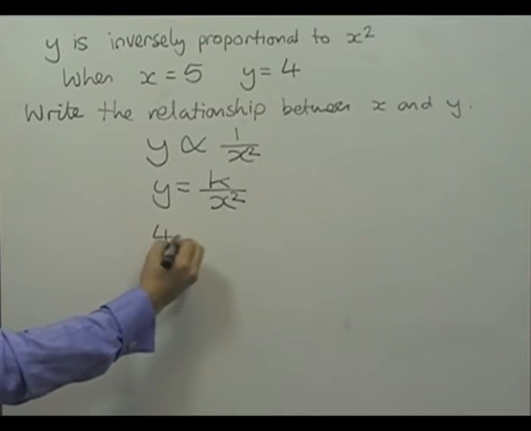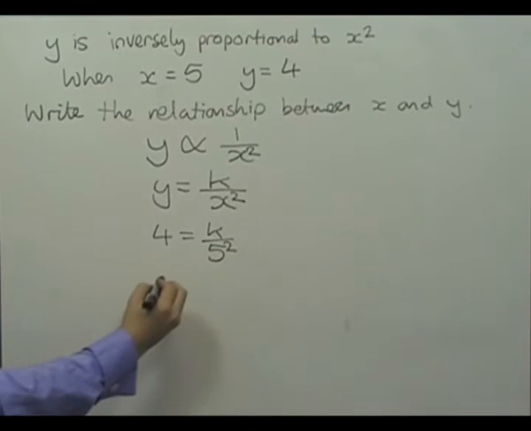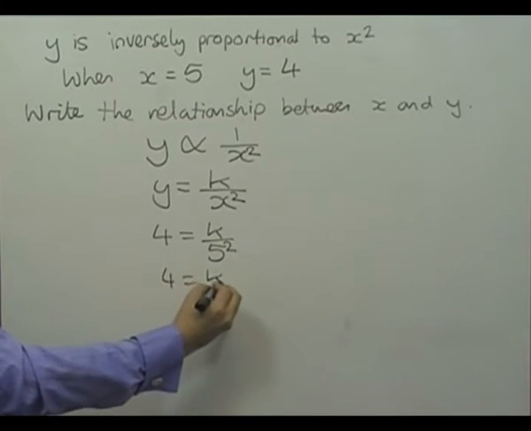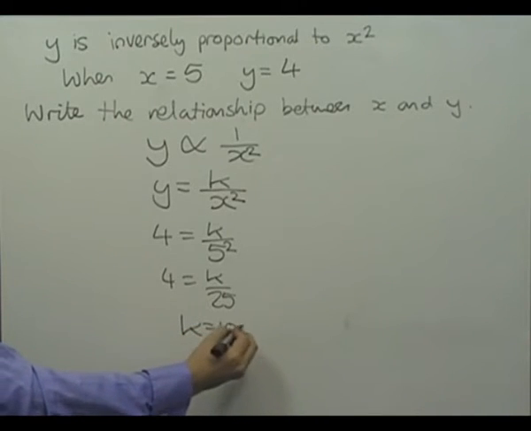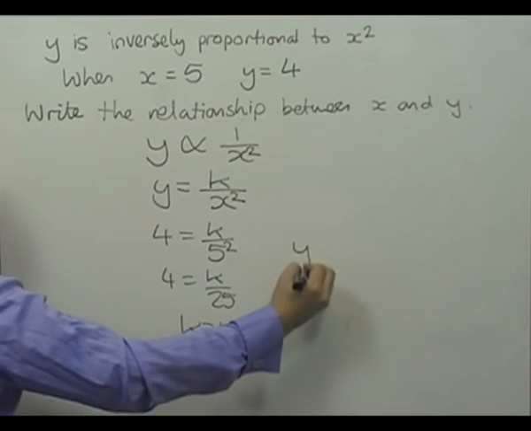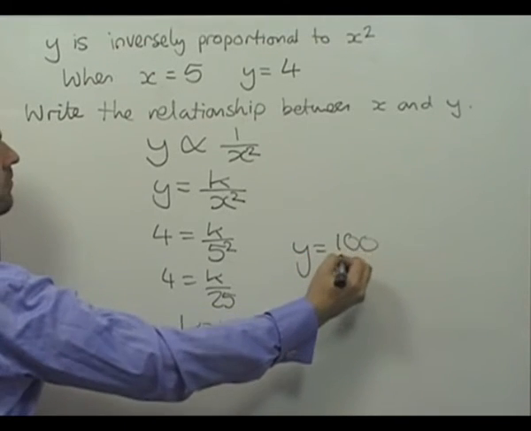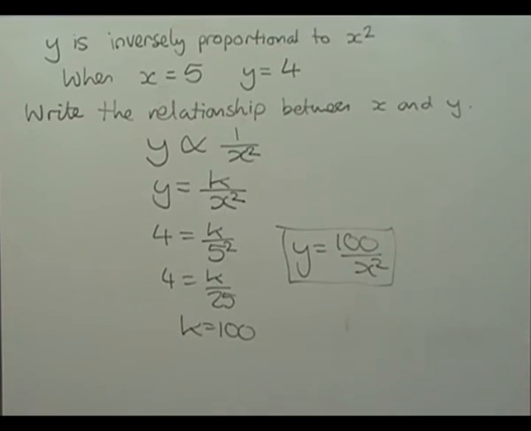So 4 is equal to k divided by 5 squared. So 4 equals k divided by 25. So k must be worth 100. Therefore, our formula can now be written as y is equal to 100 divided by x squared. And that's the relationship between x and y.